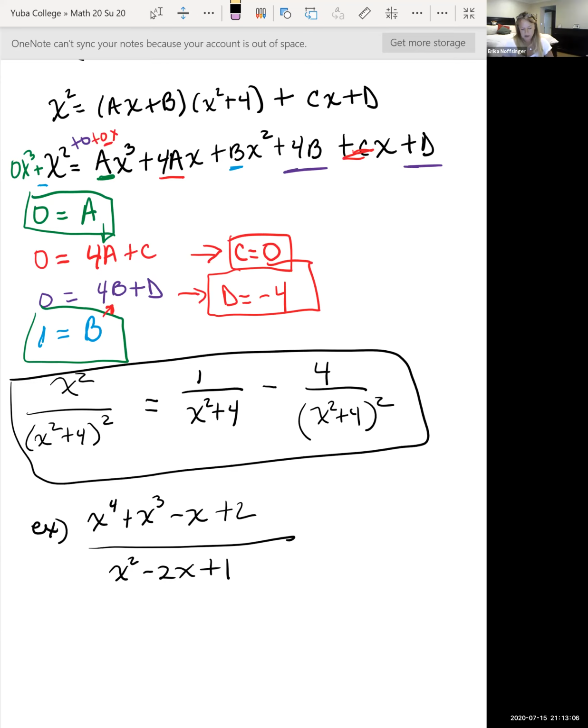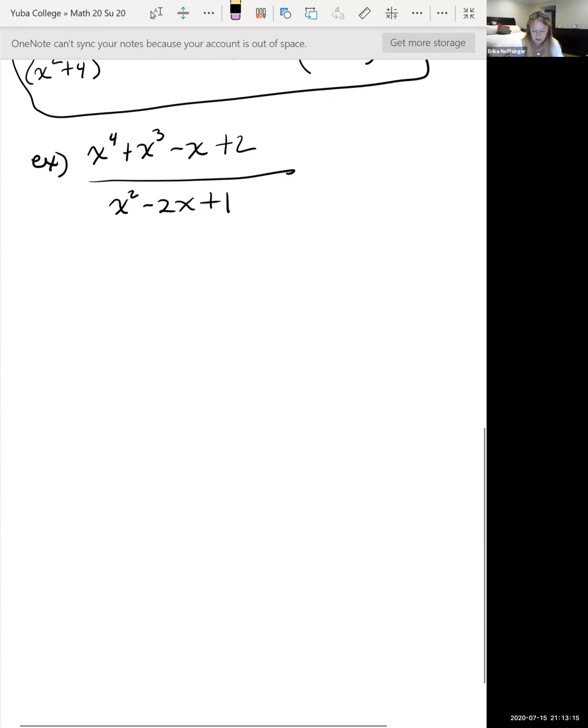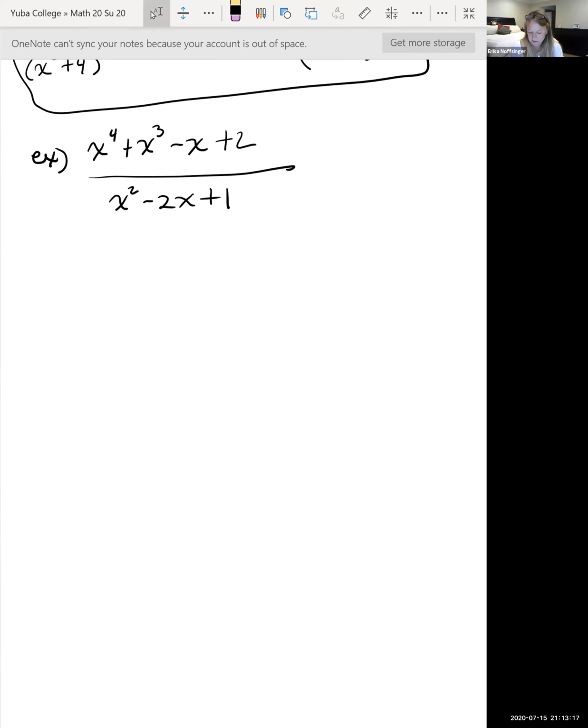Okay. Notice that the degree of our denominator is smaller than the degree of our numerator. So this polynomial we can divide into the numerator. This is not in the form that we can use synthetic division because it's not in the form of x minus c that we're dividing by. So we have to use long division of polynomials. And so we have x squared minus 2x plus 1, and we're dividing this into x to the fourth plus x cubed minus x plus 2.